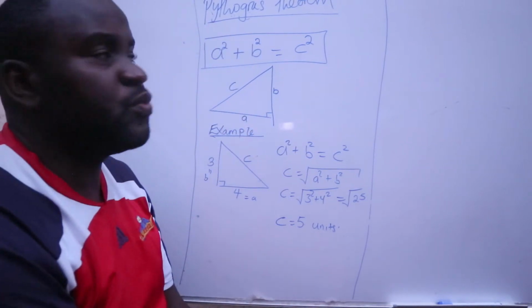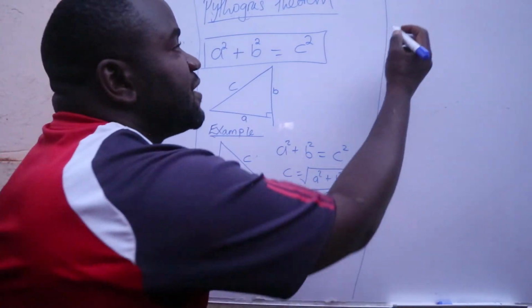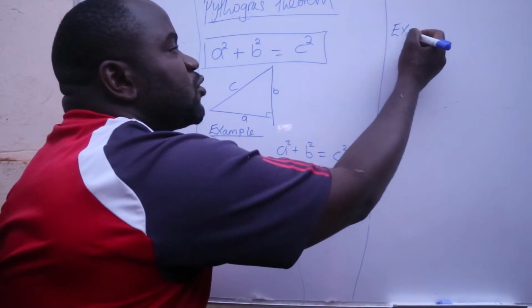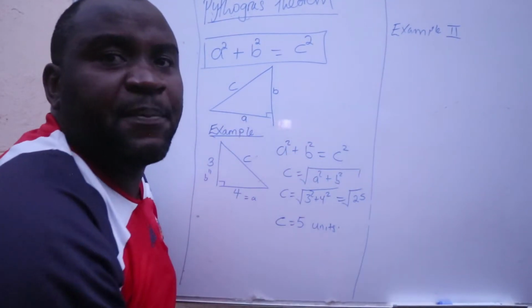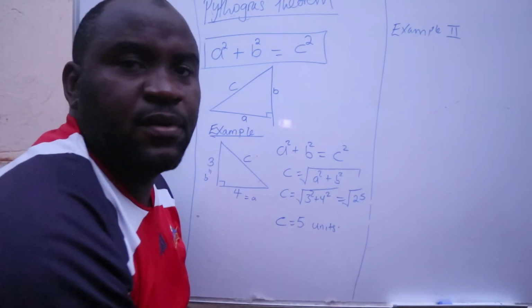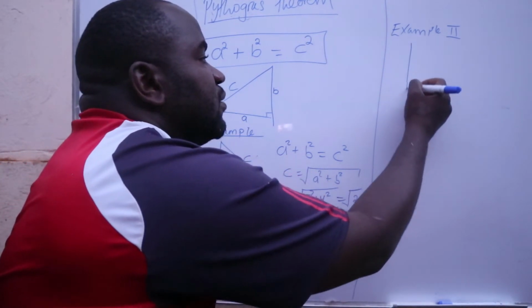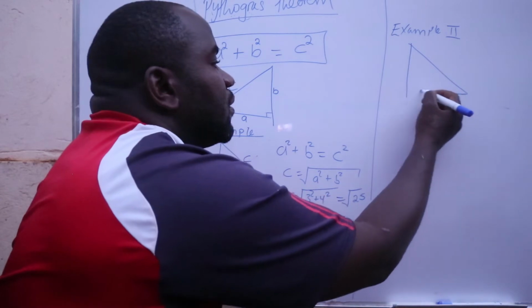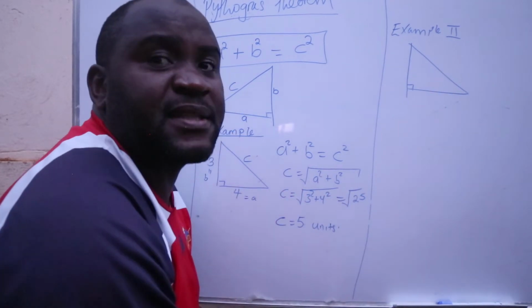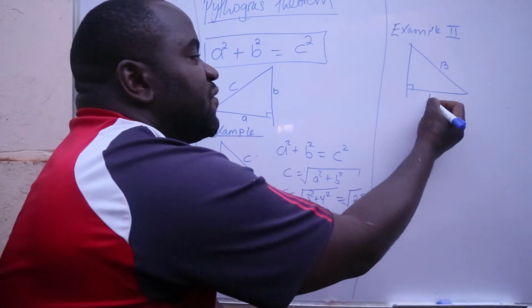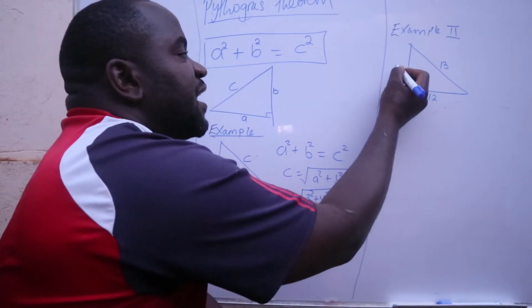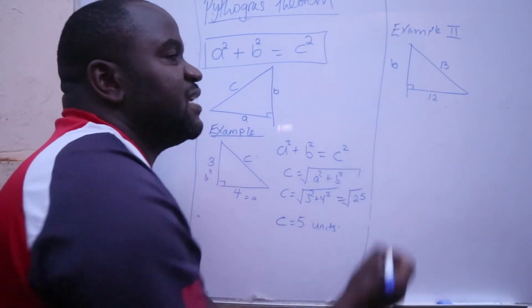What if question 2 has a definition like this? Example 2 can also be a right angle triangle, perhaps with the longest side as 13, and one of the shortest sides at 12. They can ask you for another side here, B.